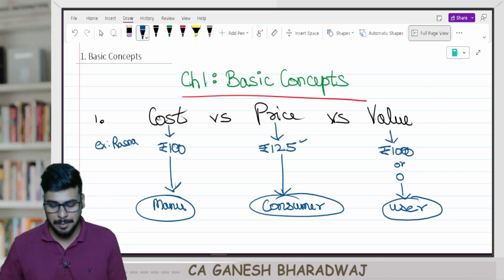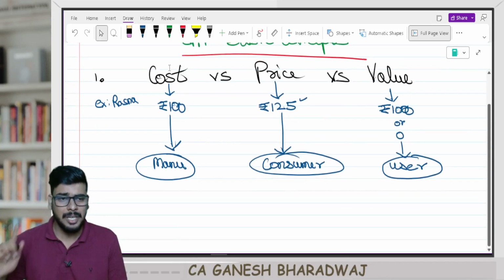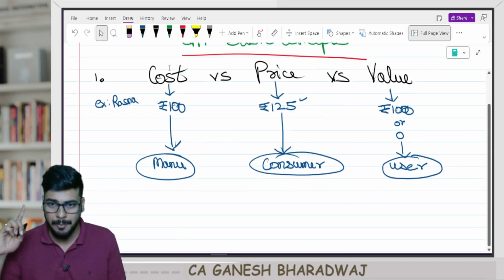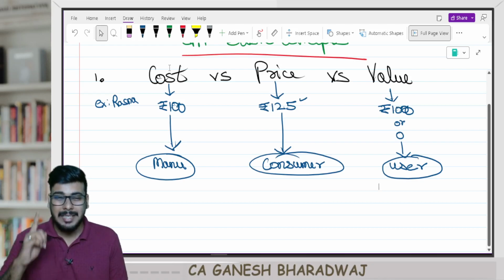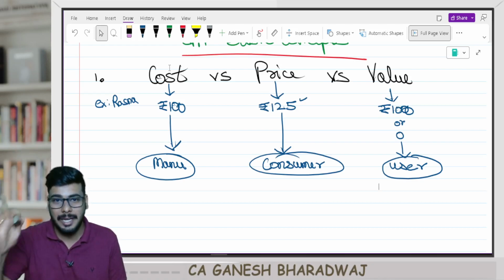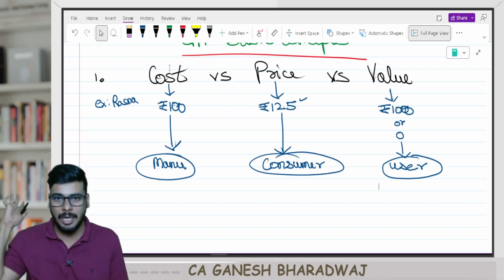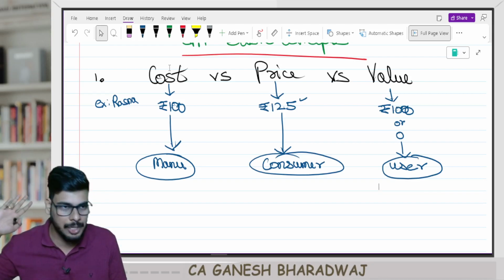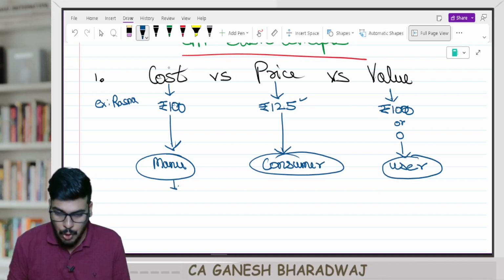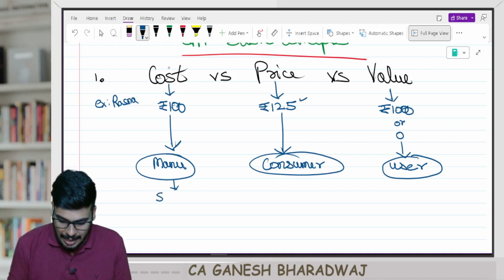Fine, clear with this. Now, cost is looked at from the perspective of manufacturer. There is a prescribed guideline. A certain set of rules are there to arrive at a cost. Are you clear with this? So for you to arrive at a cost, there are a set of rules that you need to follow.